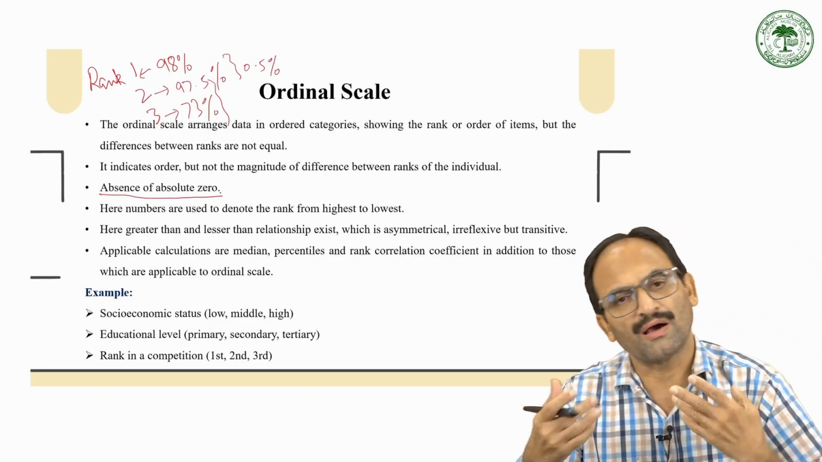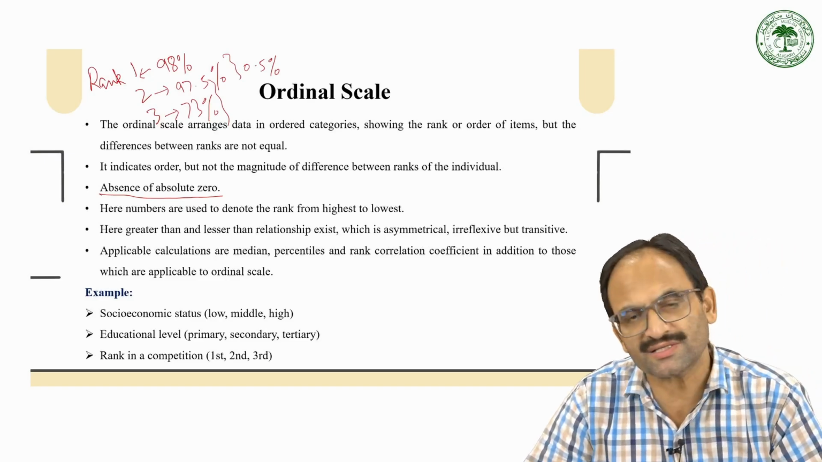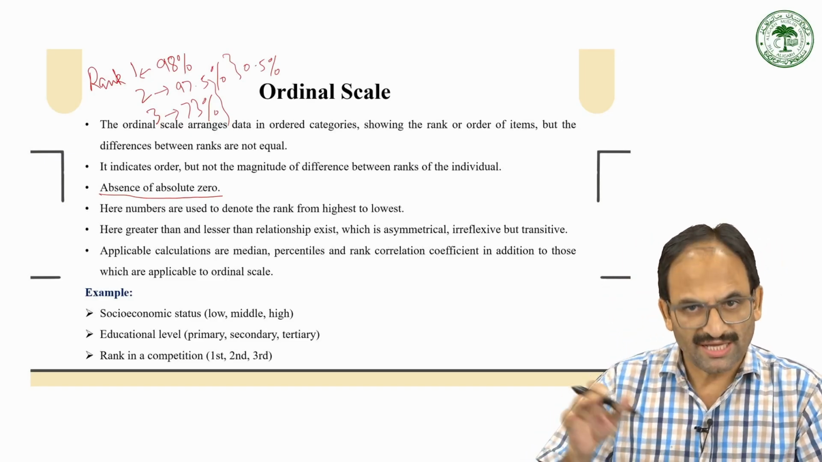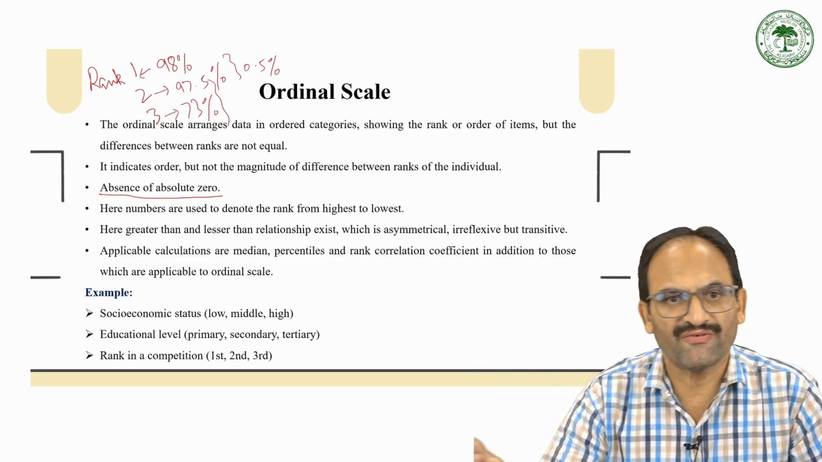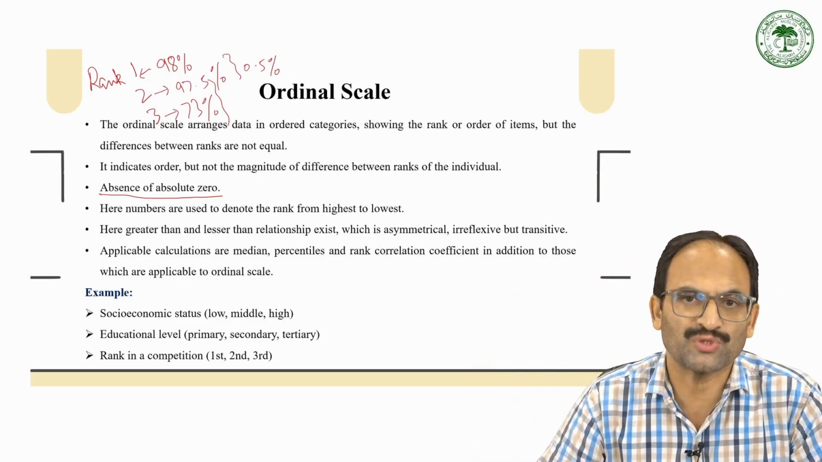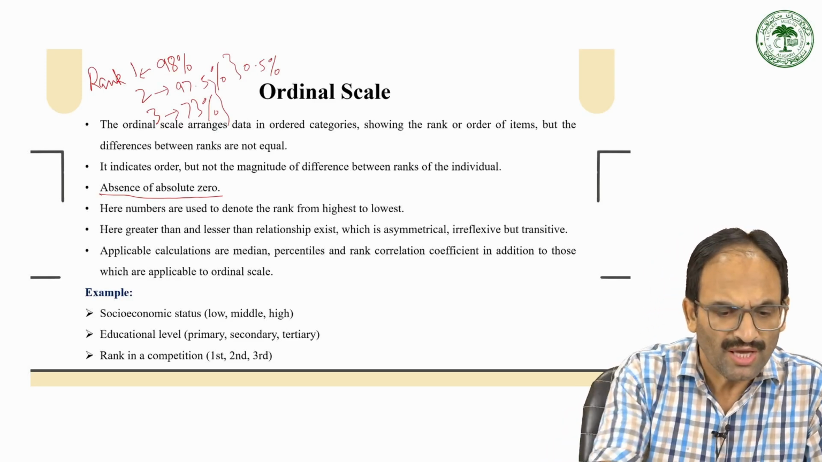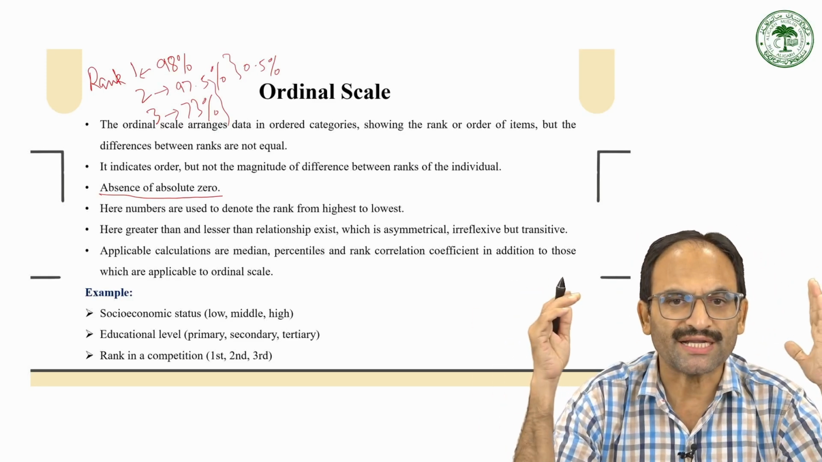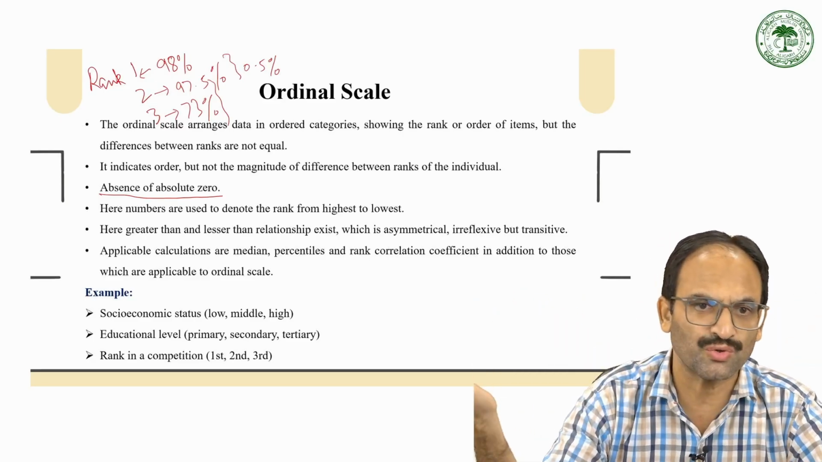This is the characteristic of ordinal scale. There is no absolute zero. So in the coming two scales we will be talking about this point further in detail. What's the meaning of absolute zero? So in this ordinal scale, numbers are used to denote the rank from highest to lowest.